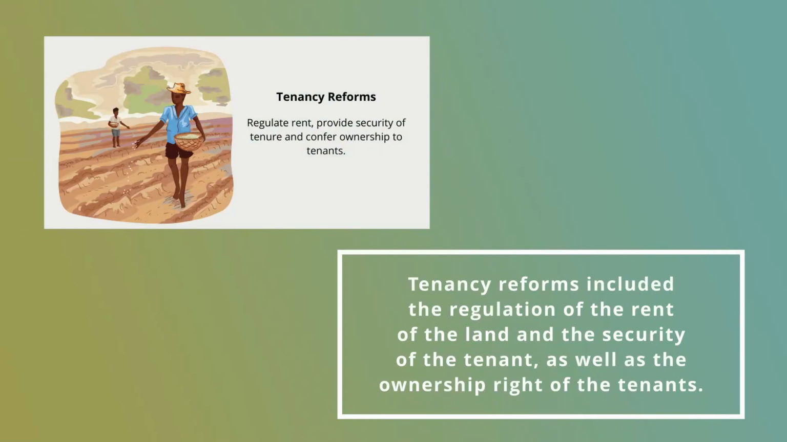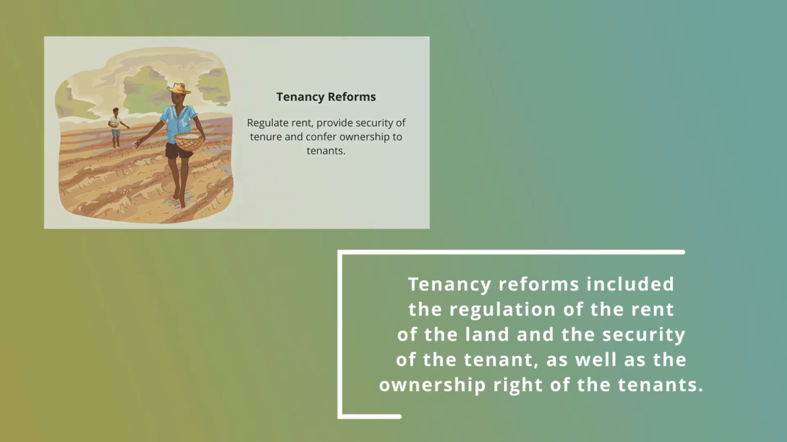After the abolition of intermediaries, the government made an attempt to establish a direct relationship between the actual tenants of the land, that is cultivators, and the government. Next is tenancy reform. Tenancy reforms included regulation of the rent of the land and the security of the tenant as well as the ownership right of the tenants. In the case of reorganization of agriculture, the policy included the redistribution of surplus land after acquiring it from the landlords, consolidation of land holdings, as well as promotion of cooperative farming.